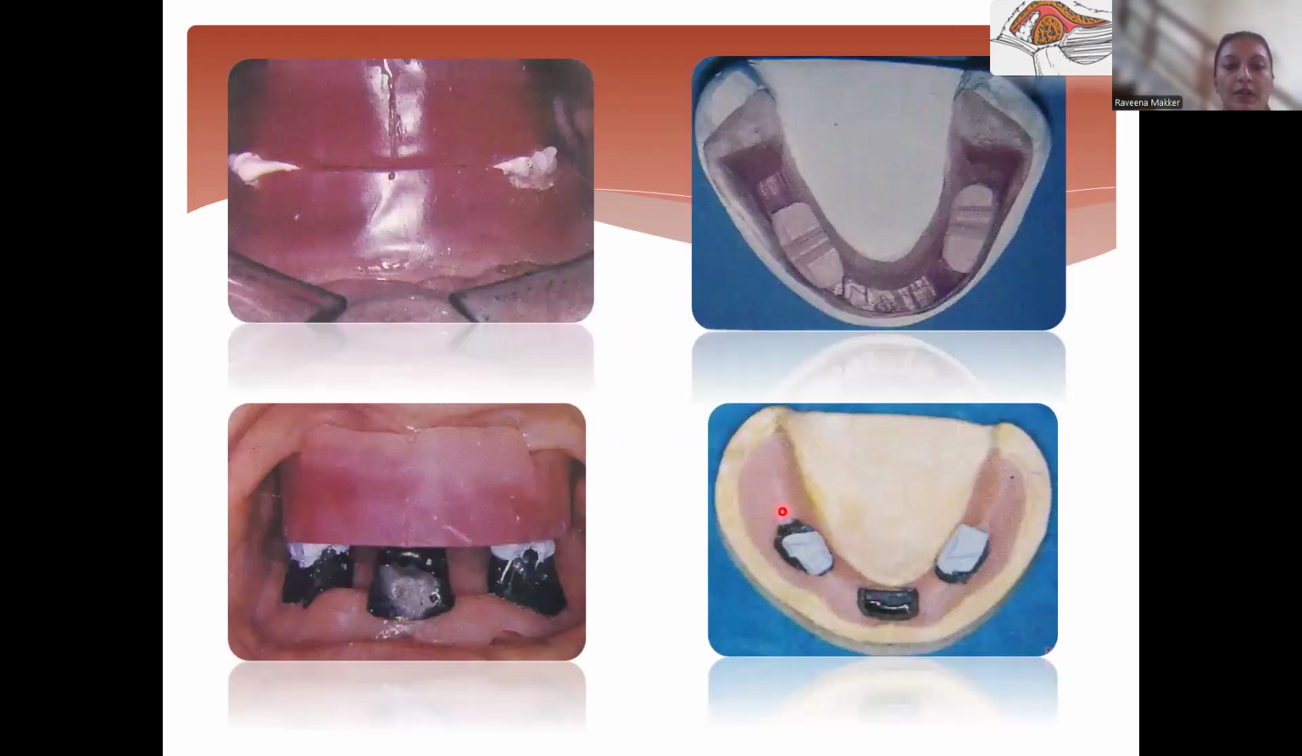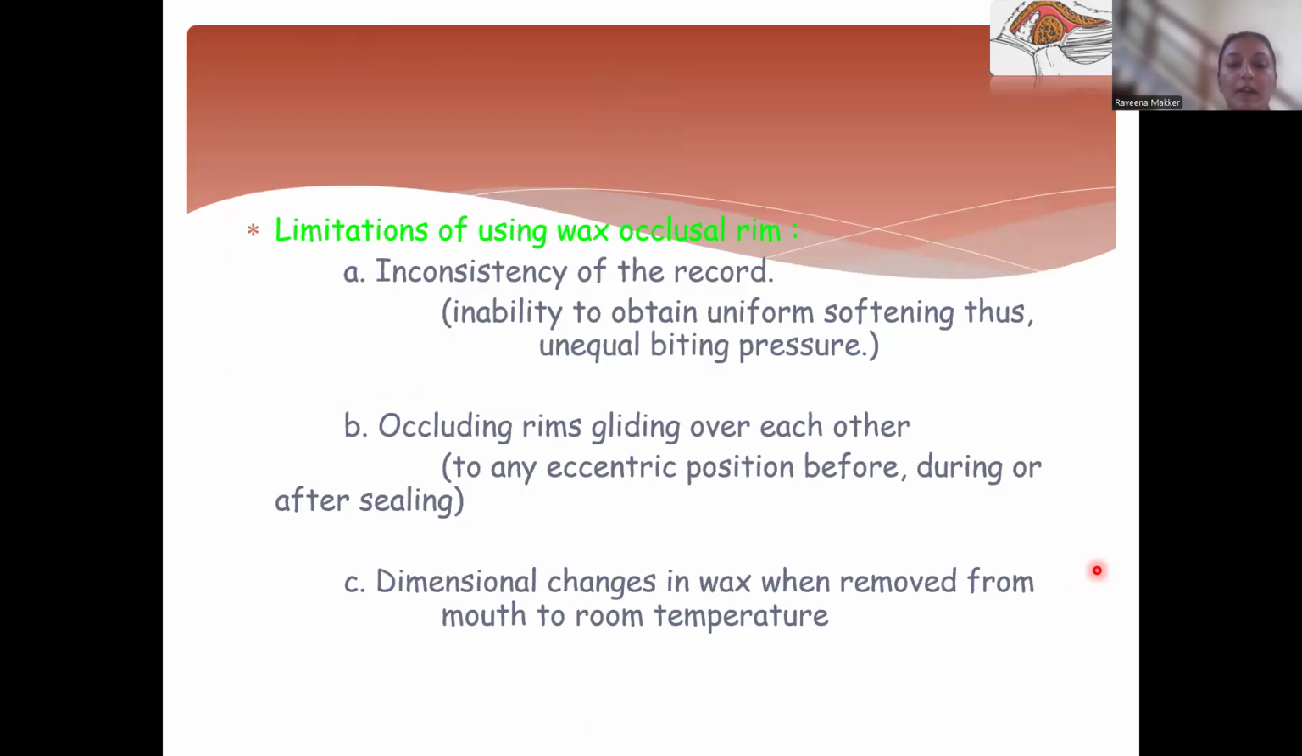So this is how the interocclusal records are made. Here, the zinc oxide eugenol is placed between the occlusal rims. And this is how the record is done. And here, the wax is used to do the same thing. This is quick setting plaster. This is ZOE paste.